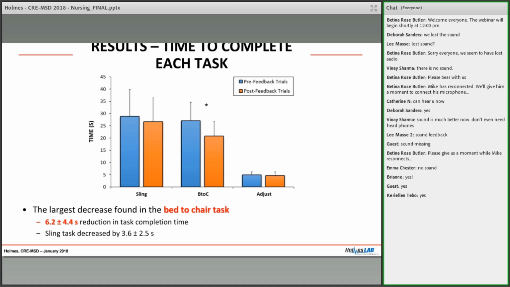And we found that the largest decrease was found for the bed to chair task, of about a 6-second reduction from our pre to post trials. There were some reductions in the other maneuvers, however, they weren't significant. We instructed our participants to perform the task as they normally would, as they saw fit. So I would caution that these aren't necessarily times that we would expect to see in the workplace, but we did notice a significant decrease from pre to post for the bed to chair task in terms of the overall completion time.